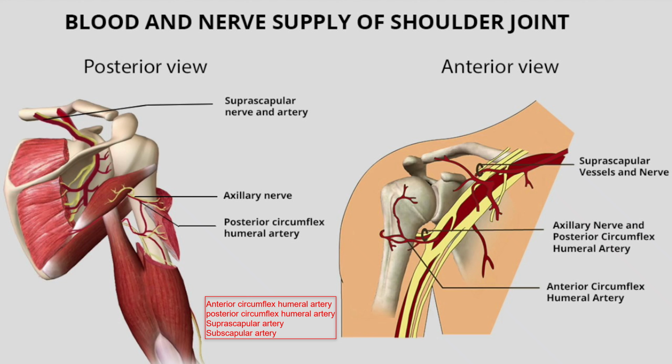Now we shall discuss the vascular supply and the innervation of the shoulder joint. The arterial supply of the shoulder joint is by the anterior and the posterior circumflex humeral arteries, the suprascapular artery and the subscapular artery. The anterior and the posterior circumflex humeral arteries arise from the third part of the axillary artery. They form an anastomosis around the surgical neck of the humerus and provide blood supply for the humeral head, the shoulder joint, and the associated muscles.